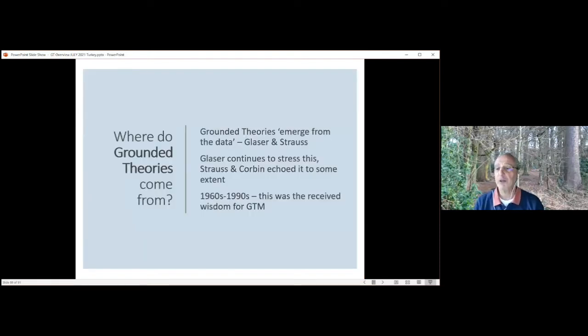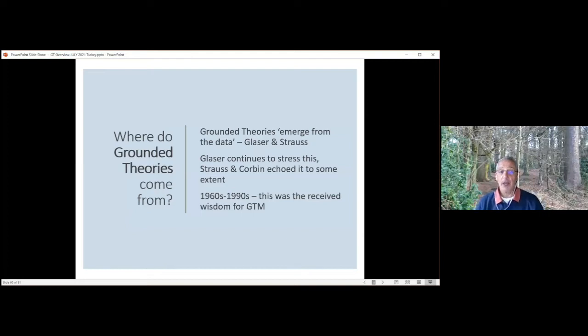Now, where do grounded theories come from? Well, here we get to a classic issue in grounded theory. Glaser and Strauss, and Glaser in his writings, he's not that well at the moment, but he's been publishing and writing all the way up until certainly early last year, keep talking about theories emerging from the data.